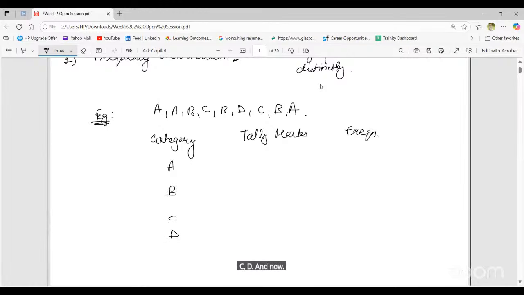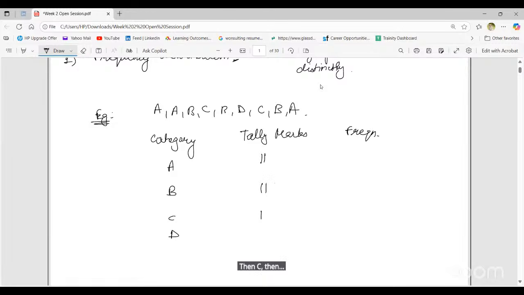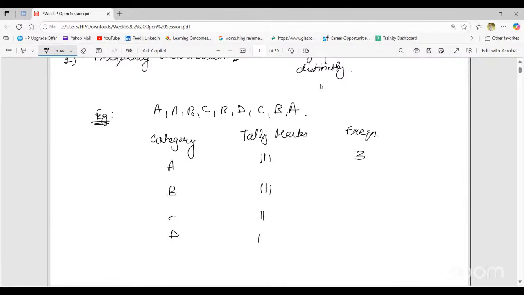Now, how tally marks work is, for example, how many times A is occurring, like 1. So we will just put 1 slash. Similarly, for the second A, we will put another slash. Then B, then C, then D, B, C, D, and A. So these are my tally marks. According to this, how many times is A occurring? 3. B? 3. Then 3, then 2, then 1. So this is how I count the frequency of a variable. Fine? Is this clear?